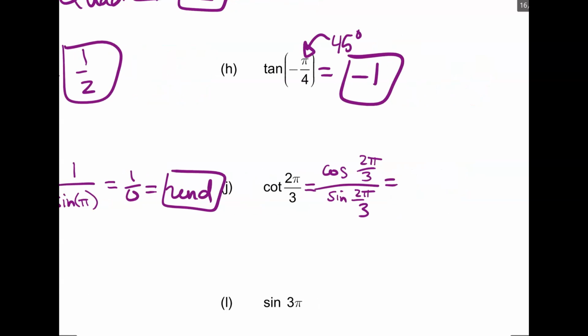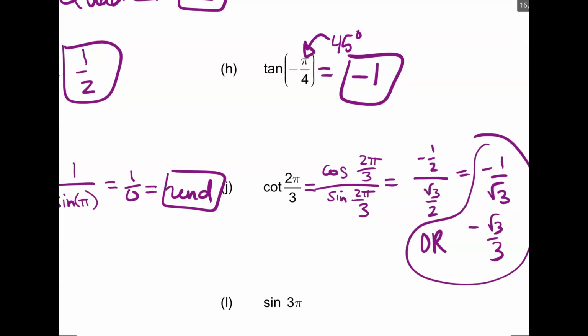What's cosine 2 pi over 3? Negative radical 3 over 2... negative 1/2 over radical 3 over 2. Either one of these would be acceptable.